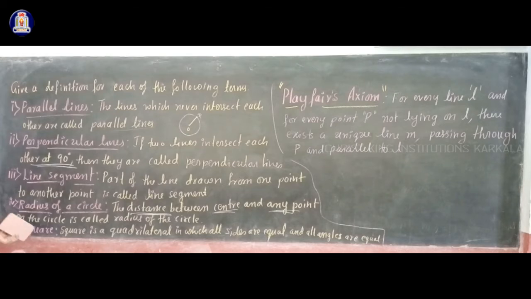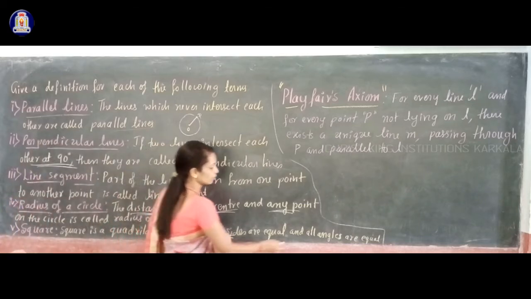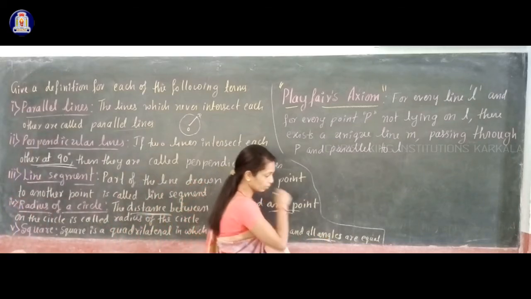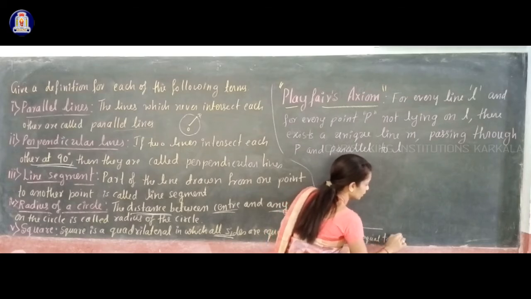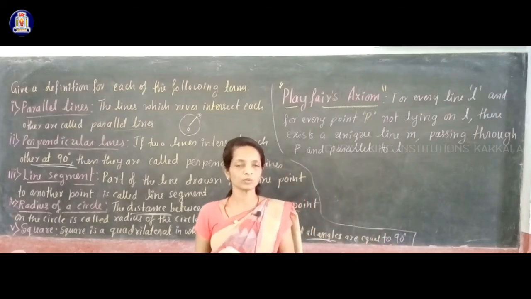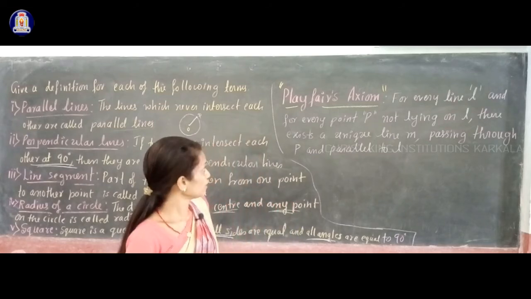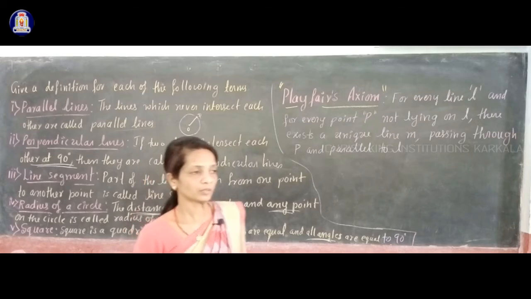Next, square. This one also you studied already. A square is a quadrilateral in which all sides are equal and all angles are equal to 90 degrees. All angles are equal means all angles are equal to 90 degrees. That is understood. Next, you have Playfair's axiom.